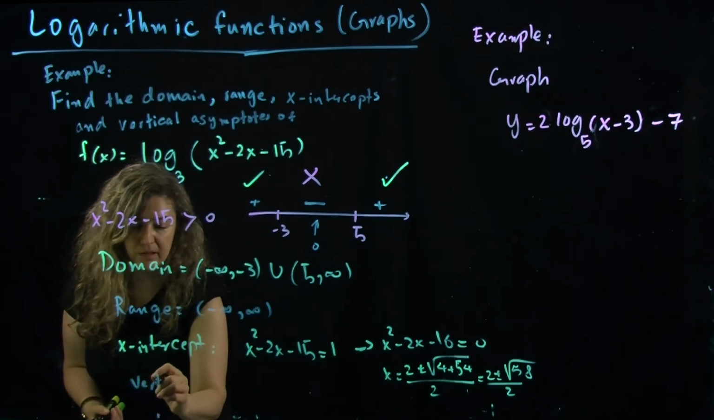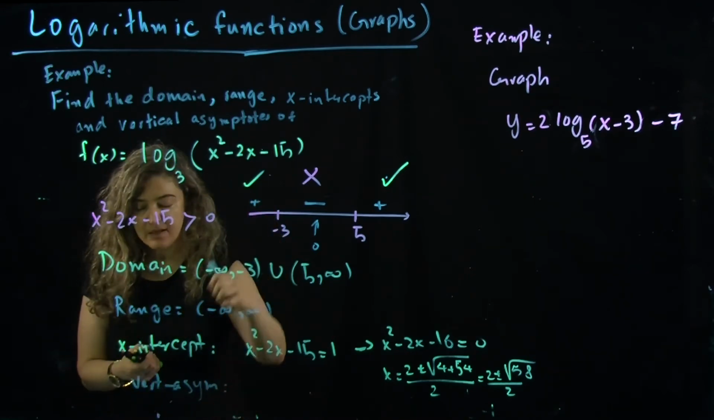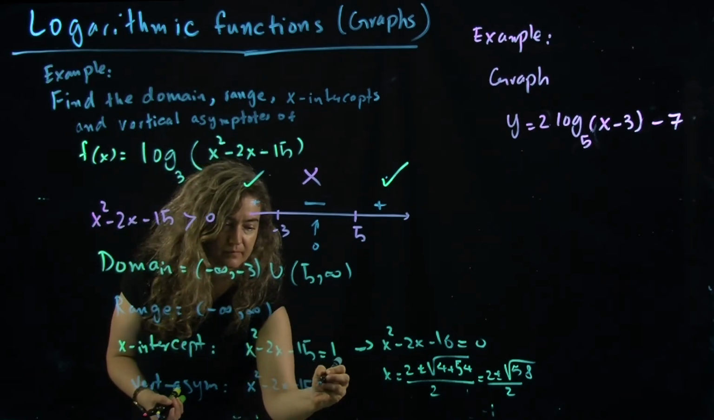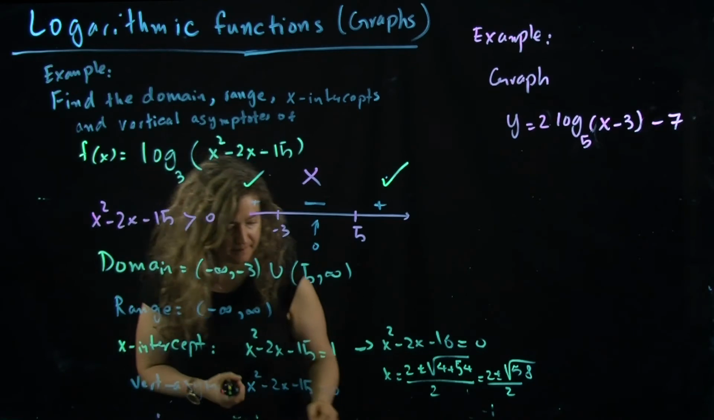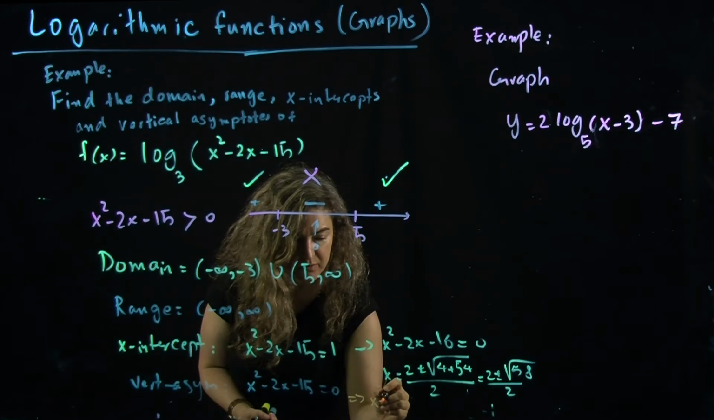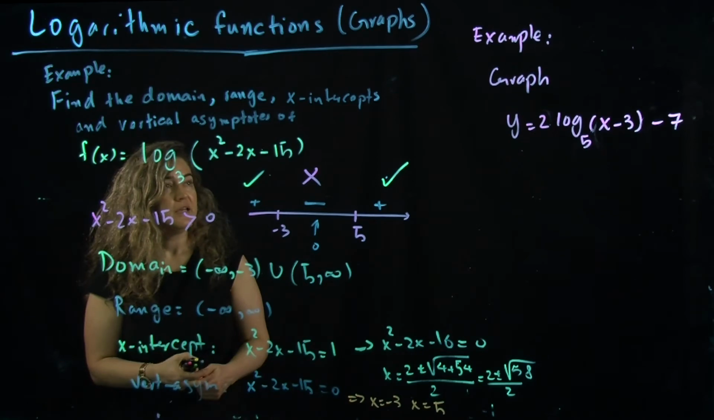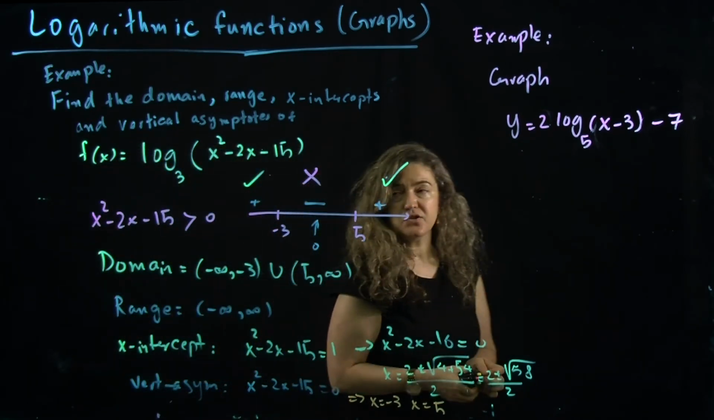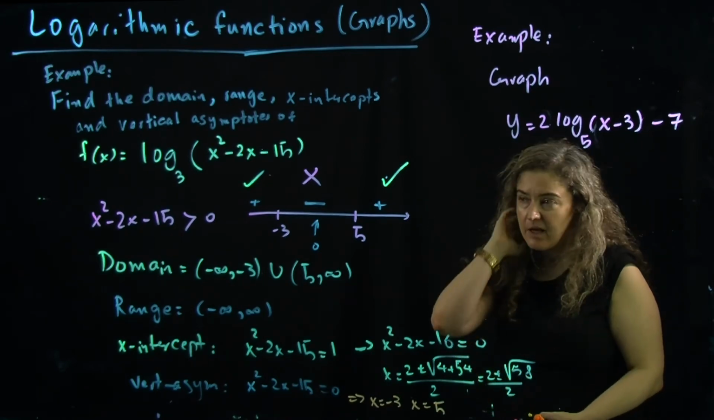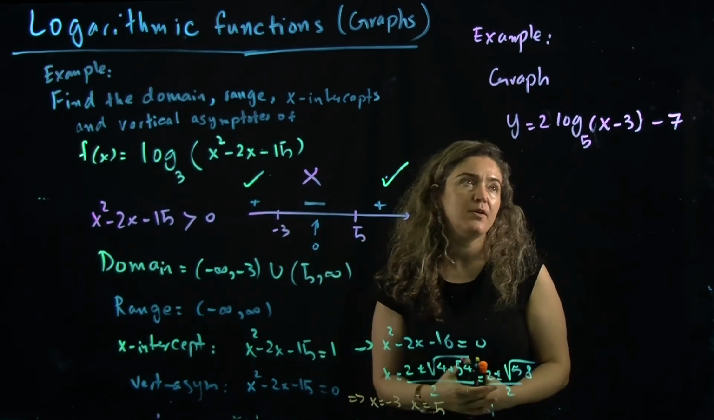Now, the last question is, where are the vertical asymptotes? That's when the inside function is equal to 0, and that solves to be x equal to -3 and x equal to 5. So this discussion resolves a lot of issues about the domain, range, and x-intercepts of a logarithmic function.